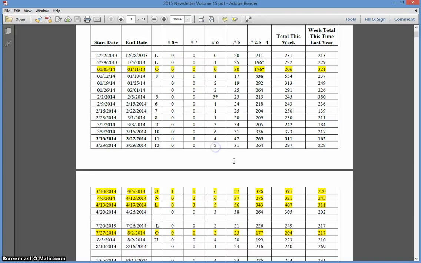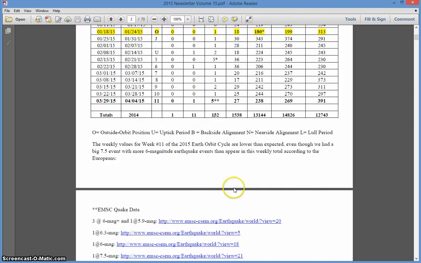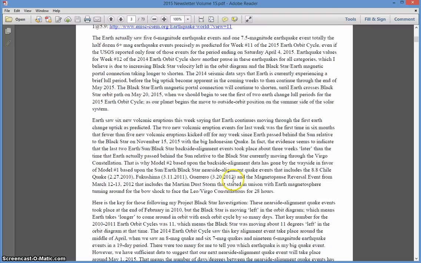But then for week 12 we see a 2. We're coming up on week 12 right now. This number right here could very easily be a 1 or a 2, right? And then we should see the chart fill out more evenly down there at the bottom.